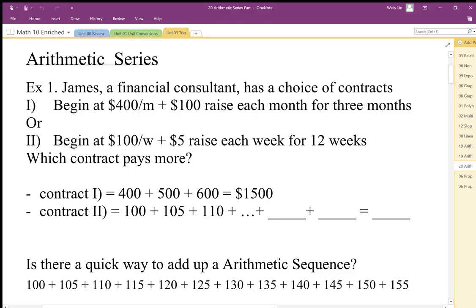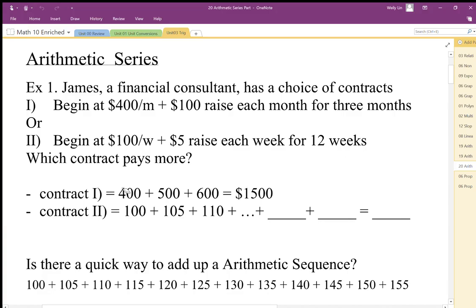So James, he's a financial consultant. He has two contracts that he can choose from for his salary. One contract starts at $400 a month and he gets a $100 raise each month for 3 months. And the second contract, he starts with $100 a week, which is fairly equivalent, and he gets a $5 raise each week for 12 weeks. So which contract pays more? 3 months and 12 weeks, they're both the same time.